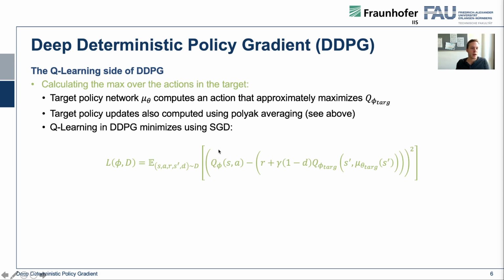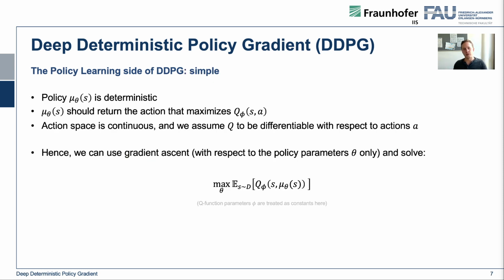And then we have the whole update rule for our Q function. It turns out that if our Q function is differentiable with respect to the action, this can be learned end to end, and we can use the output of our policy network to get the Q target for our Q network. Then we can just use stochastic gradient descent to update the parameters of our Q function. So this is the Q-learning side of DDPG, and there's also the policy learning side of DDPG.